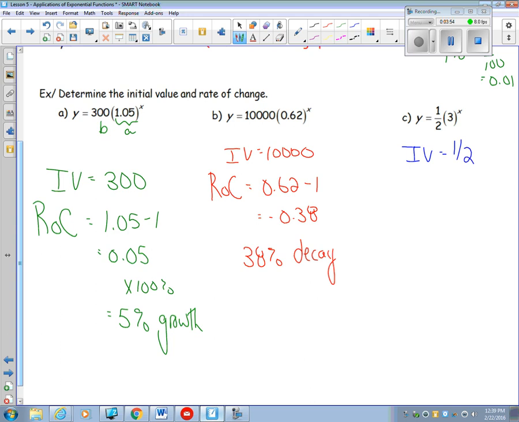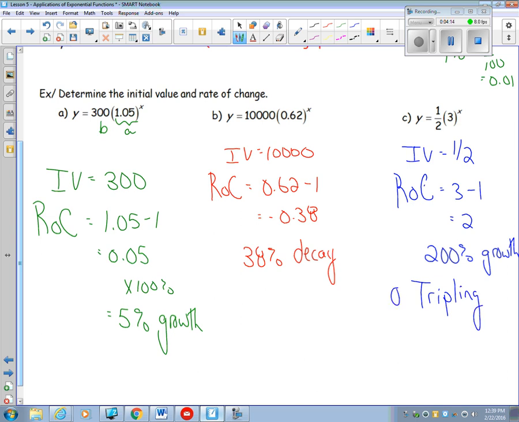Okay, if we try the last one here, our initial value, starting at 1/2. My rate of change, okay, 3 minus 1 gives me 2. As a percent, that's 200%. It's a positive, so it's growth. The other way you could do this one is you could say that this is tripling. It's a factor of 3. And I don't care if you use the word tripling or if you use 200% growth, they mean the same thing. Okay, when they're whole numbers, you can use that double, triple, quadruple, whatever it happens to be. Okay, so that's how we recognize things.